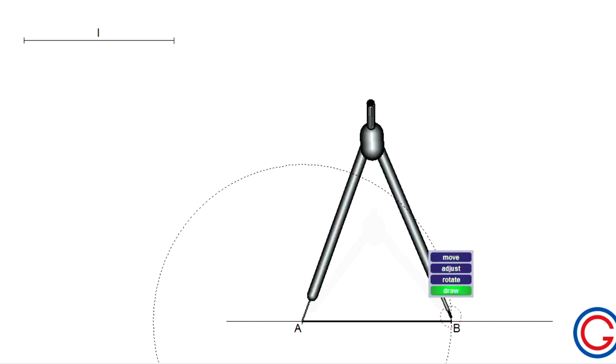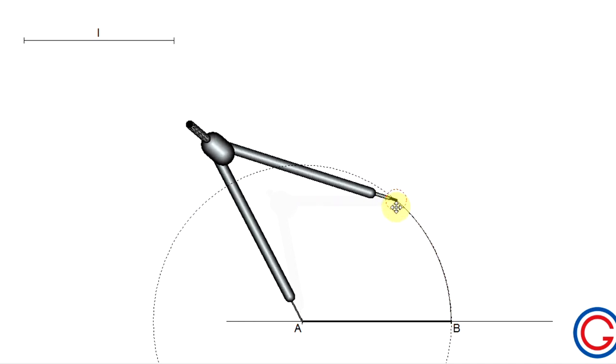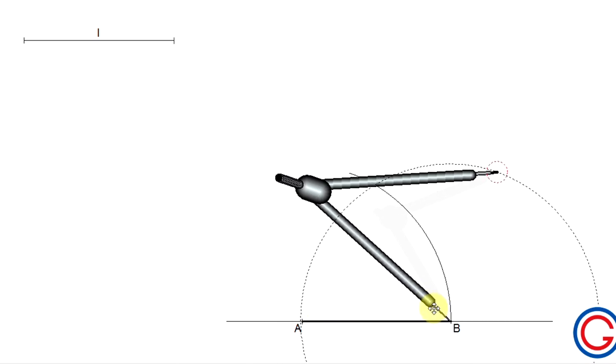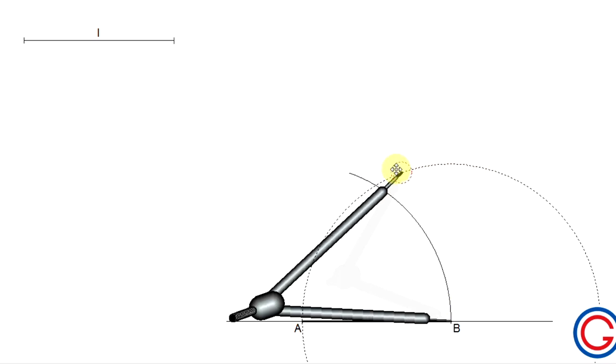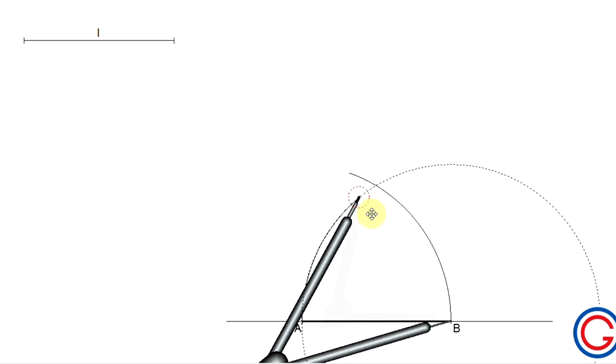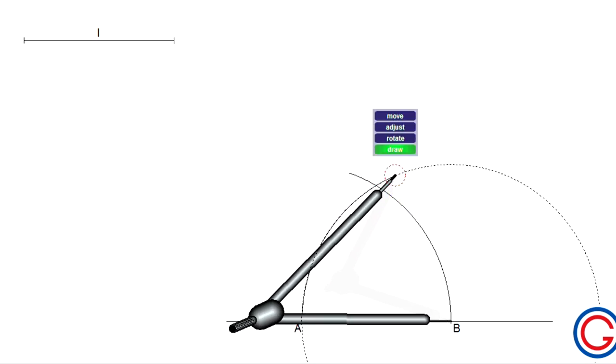The next step, with our compass set on point A and a radius AB, we draw an arc to the left, as can be seen here in the video. Now, with our compass set on point B, we scribe an arc to the right, which will intersect our previously drawn arc at point O.